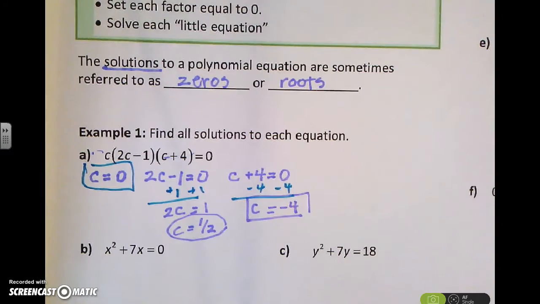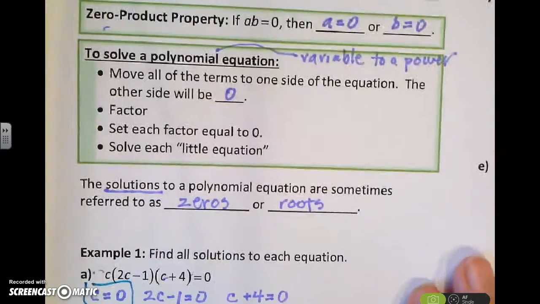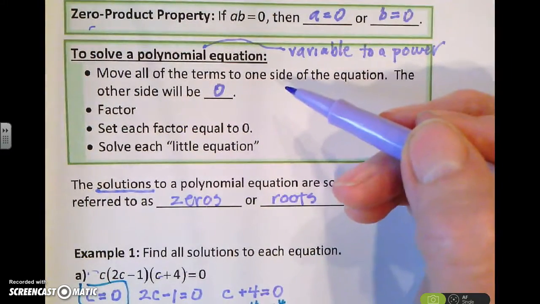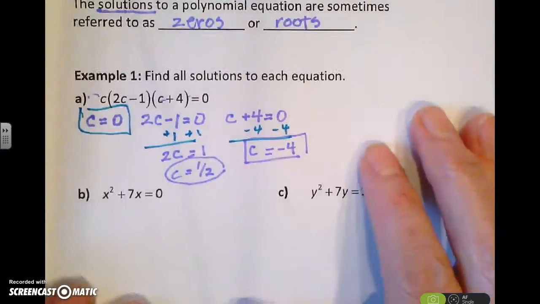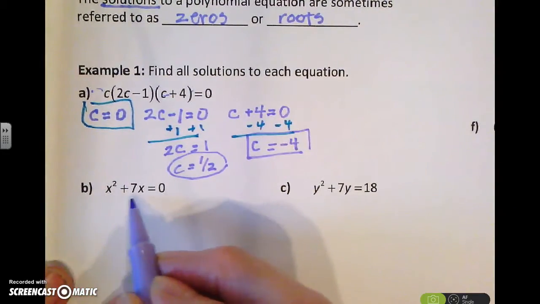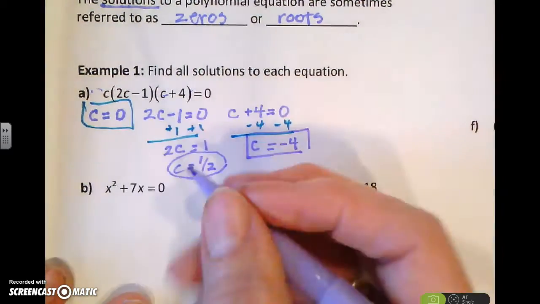So those are my solutions. All right, B, you can see here I have x squared plus 7x is equal to 0. So I need to move all the terms to one side, so the other side is 0, and then we're going to factor. You see here I've already got all my terms on one side and then a 0 here. So that's set. Now I'm ready to factor.